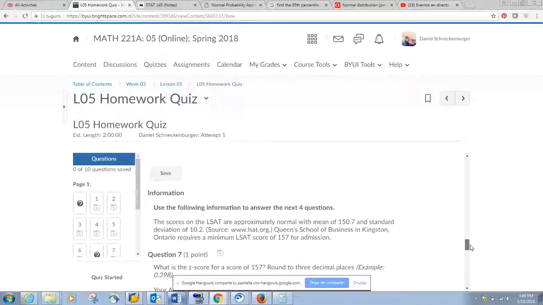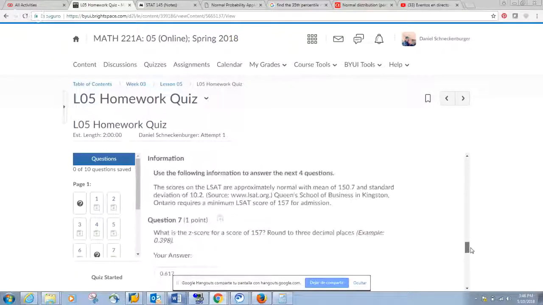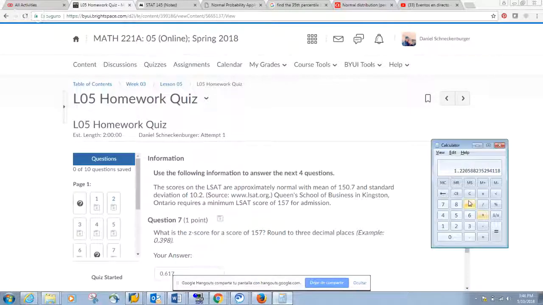Okay, this one, the first part, I think I got it right. This is the part that I hadn't gotten to. So first part, basically, if I understood correctly, you need to find the z-score, and the observation value is 157, right? You can read it and see. So let's do the math really quick.